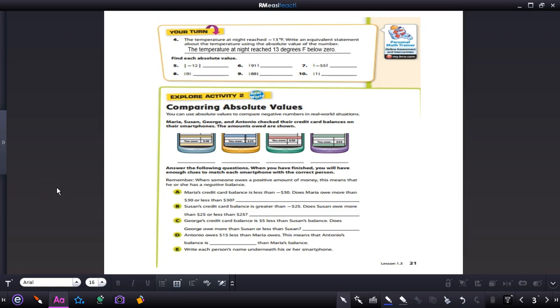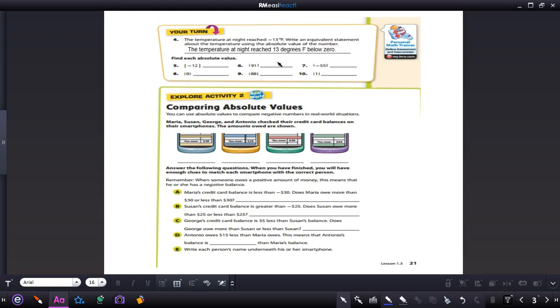Okay, I want you to turn to page 21. Let's take a look at the top question, number 4. It says the temperature at night reached -13 degrees Fahrenheit. Write an equivalent statement about the temperature using the absolute value of the number. So remember, absolute value only ever deals with distance. So absolute value is always non-negative. In other words, it's always just going to be a positive number there. So we could say, and I want you to write this down for number 4, the temperature at night reached 13 degrees Fahrenheit below 0. You can write that down for number 4.